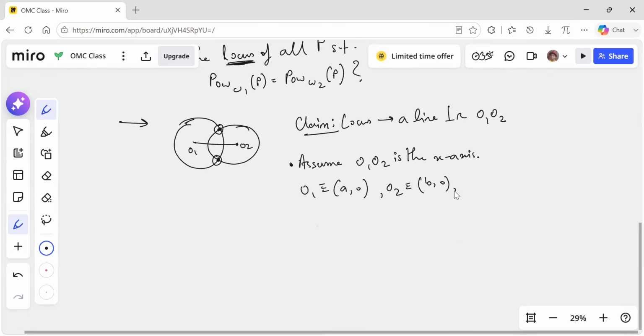Okay, you are correct. So let's assume P is some (x, y). So what would your distance formula be? (x minus a) whole squared plus (y minus 0) squared equals (x minus b) whole squared plus y squared.